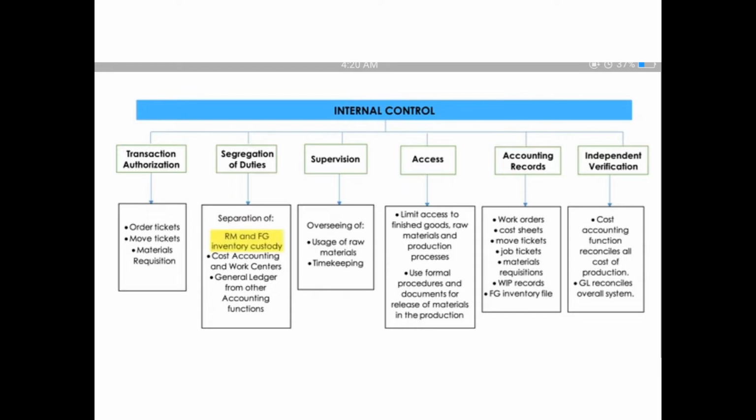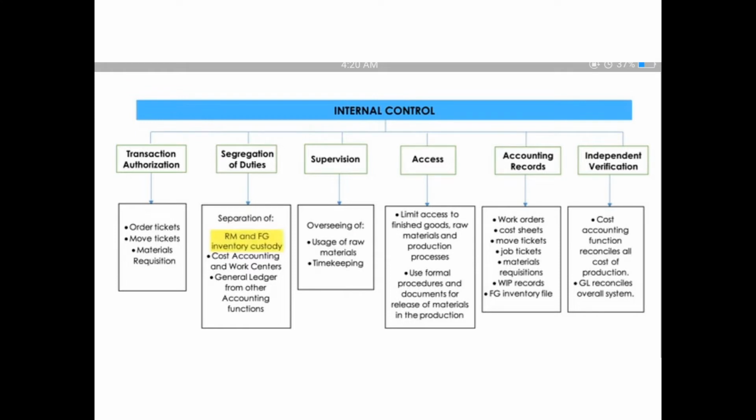Under transaction authorization, it has order tickets, move tickets, and material requisition. Order tickets reflect legitimate needs based on sales forecast and finished goods on hand. Through move tickets, signatures for each workstation authorize the movement of batches through work centers. And the last one is the materials requisition, which authorizes the warehouse to release materials to the work centers.